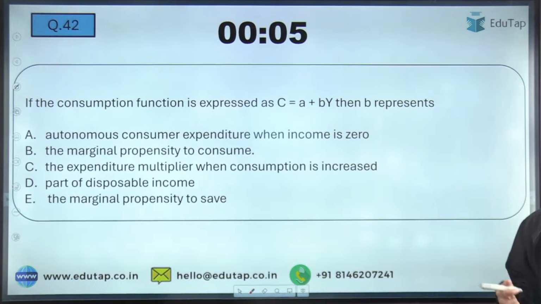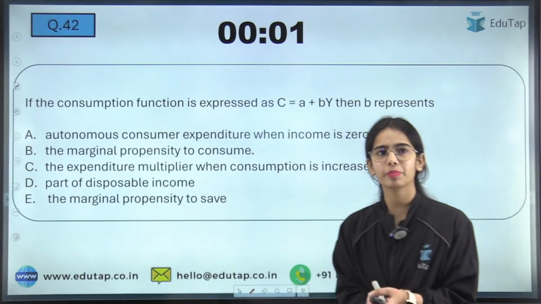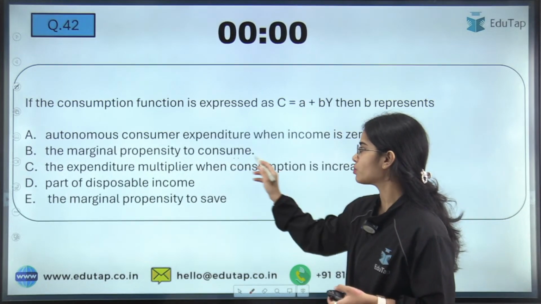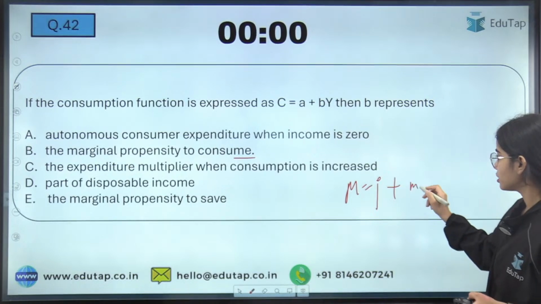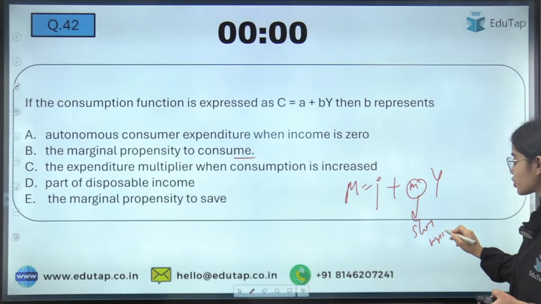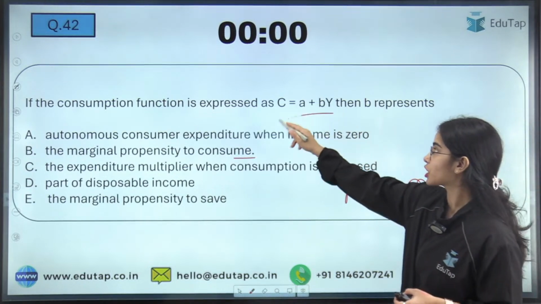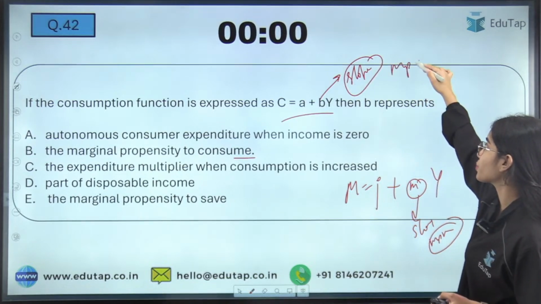If the consumption function is this, what is the B representing? Very easy question. The B is representing the marginal propensity to consume. Like in the import function, the slope represents the marginal propensity to import. Similarly, in the consumption function, this B represents the slope. So the slope of the consumption function is the marginal propensity to consume.